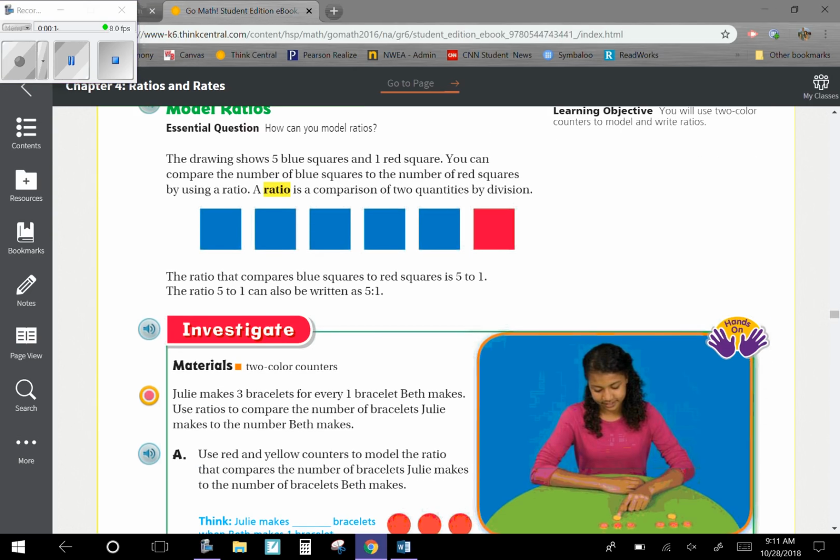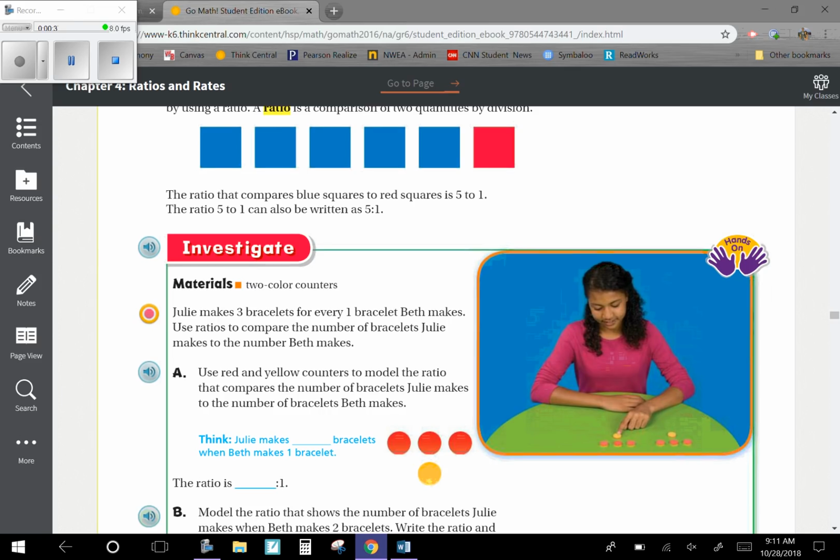The drawing shows 5 blue squares and 1 red square. You can compare the number of blue squares to the number of red squares by using a ratio. A ratio is a comparison of 2 quantities by division. So the ratio that compares the blue squares to red squares is 5 to 1, since there are 5 blue squares and only 1 red square. The ratio 5 to 1 can also be written as 5:1. So when you see 5:1, you would read that as 5 to 1.